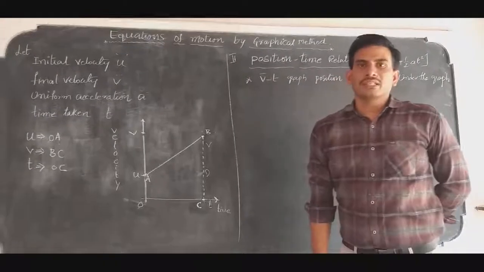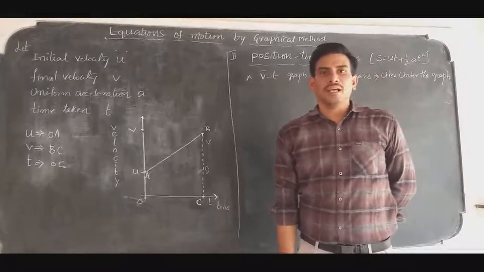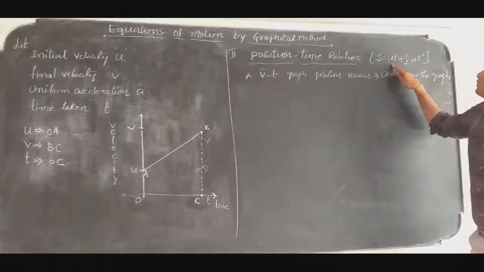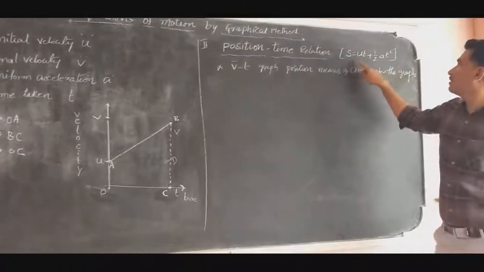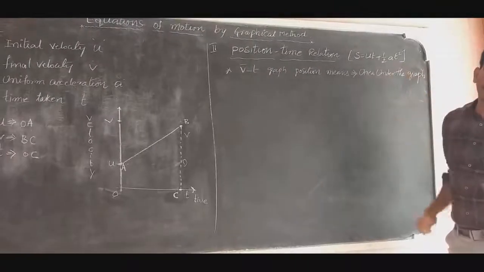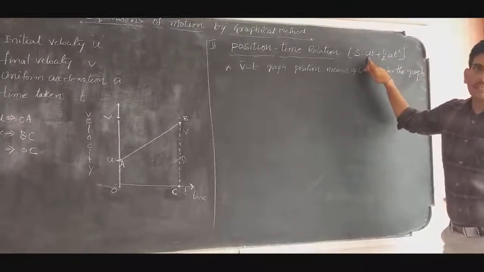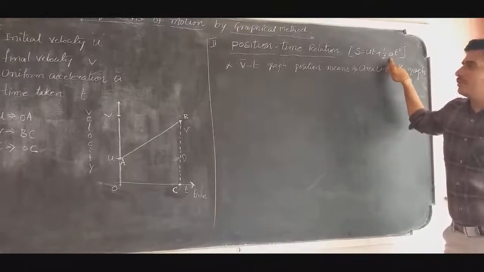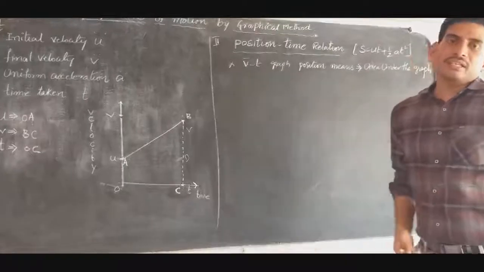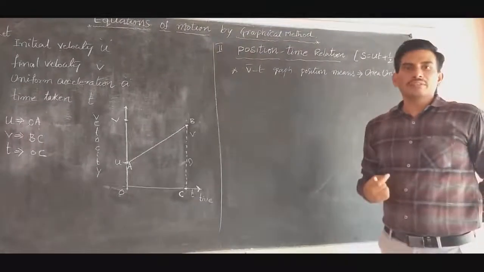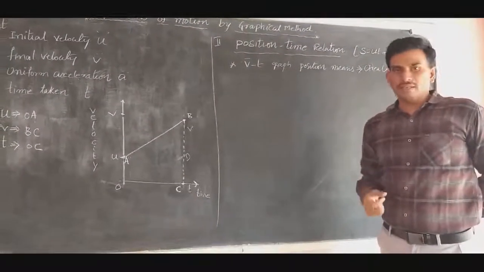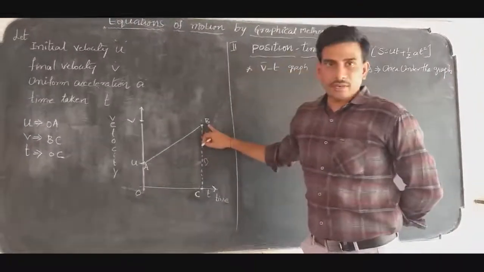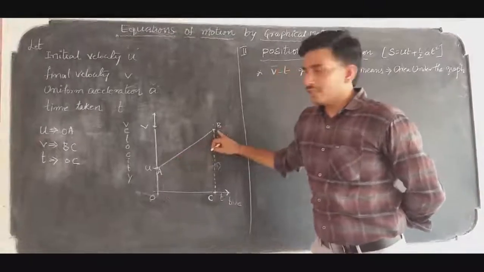The second equation of motion is called the position-time relation, that is s equals ut plus half at squared. Here u is the initial velocity, t is the time taken, and a is the uniform acceleration. Okay, good. We discussed this already. To get position from a velocity-time graph, you need to find the area under the graph. So what is the graph here? Here, A to B is the graph.